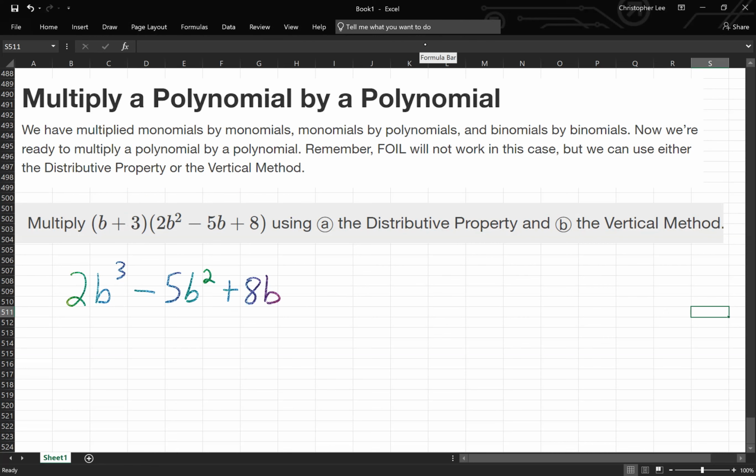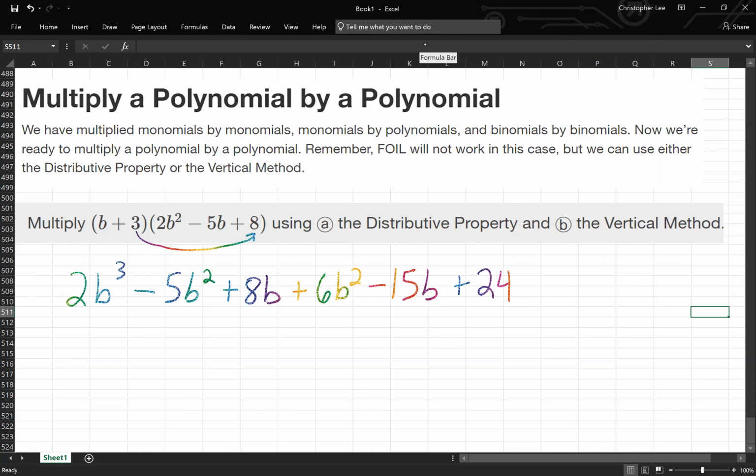Now we're going to do the second term, right? I'm going to have 3 times 2b squared, which is going to give me a positive 6b squared, right? Then I'm going to have my 3 times -5b, which is going to give me a -15b. And then last but not least, I'm going to have my 3 times 8, right? Which is going to be what? That's going to be, I think, positive 24, right?